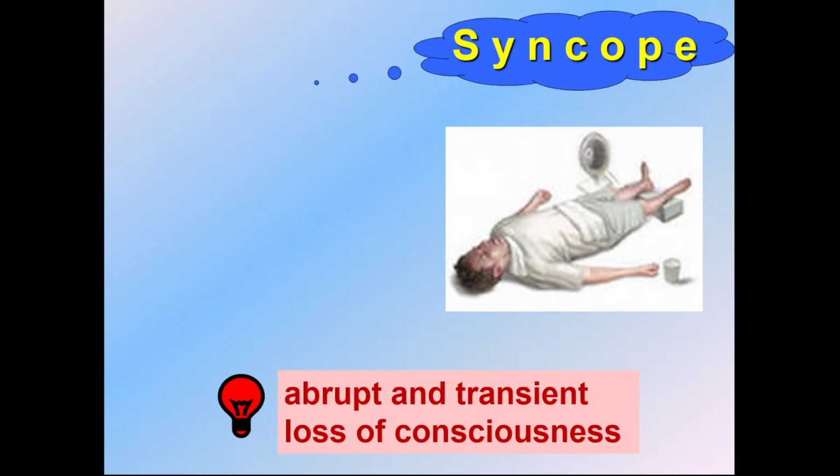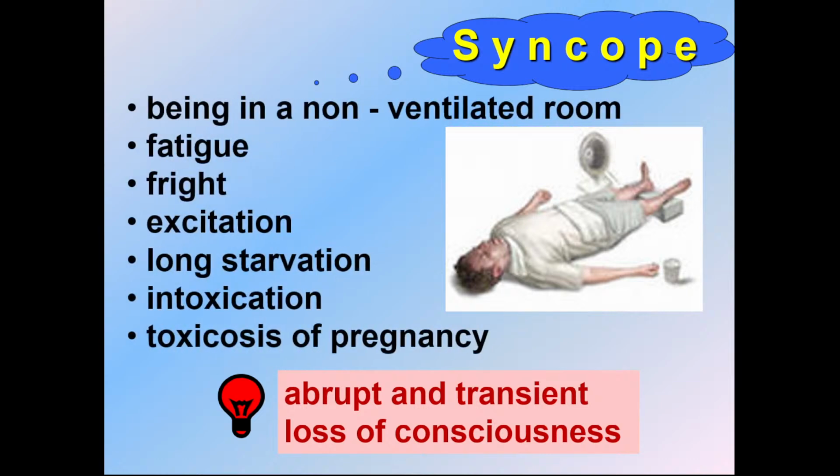Abrupt and transient loss of consciousness is assessed as syncope. You see, the patient suddenly falls. Sometimes you can see such a situation. Why can it happen? It can happen if people spend a long time in a non-ventilated room. It may be the result of fatigue.